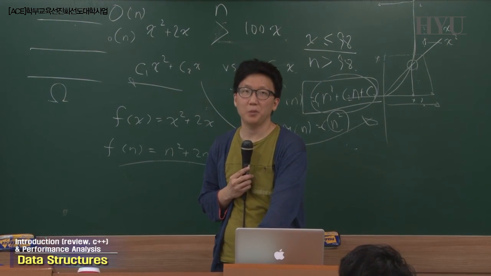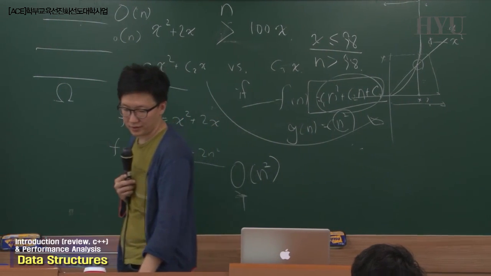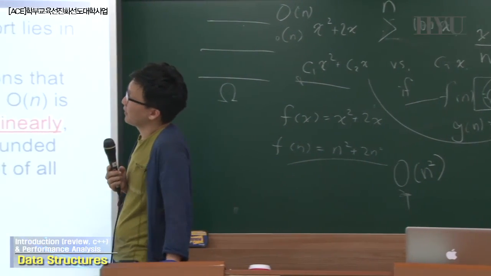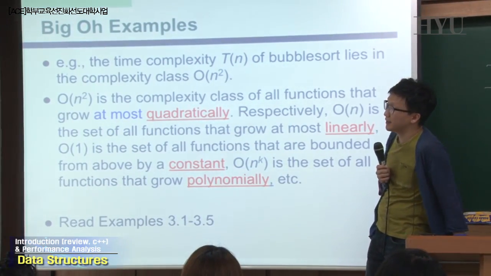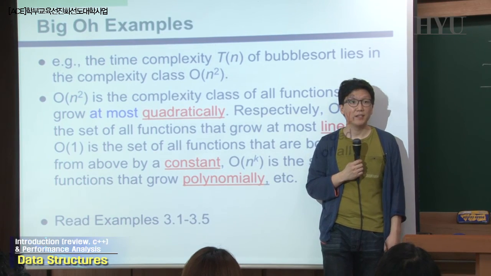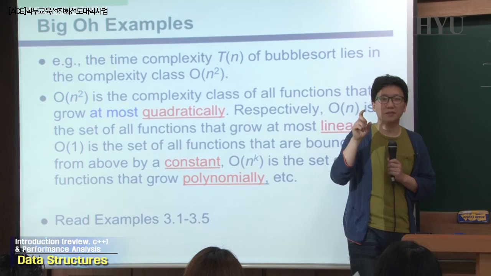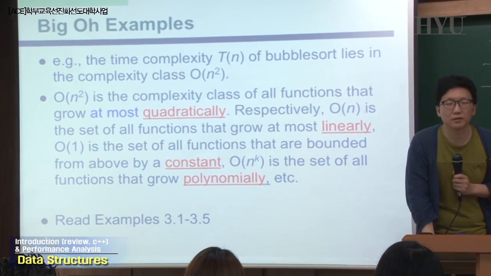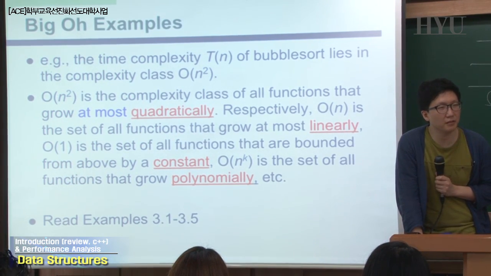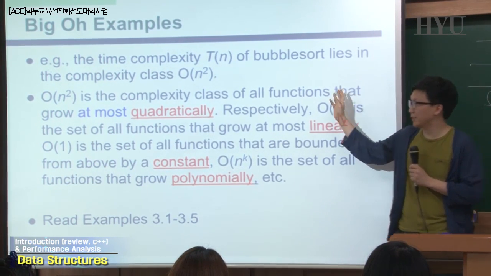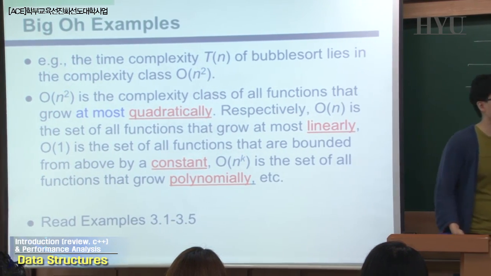So from time to time, I will ask you to write these definitions. Write these definitions. Big O examples. The time complexity T(n) of bubble sort lies within the complexity class of order n squared. We all know the exact value of the time steps for bubble sort, n squared plus 3n minus 4, whatever that value is. That is actually within the class of n squared, big O of n squared. Makes sense. 그렇죠?